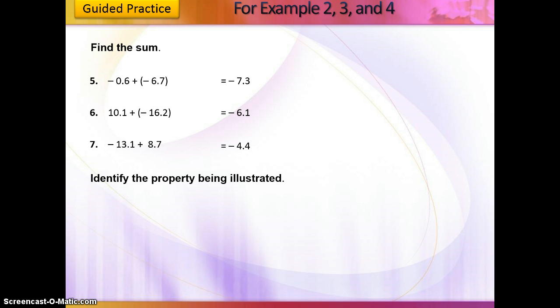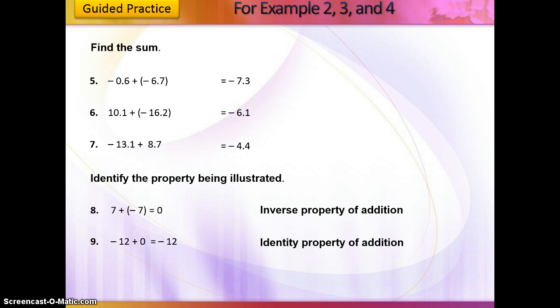Let's try and identify the properties being illustrated. Number 8. 7 plus negative 7 equals 0. This is the inverse property of addition. Number 9, negative 12 plus 0. This is the identity property of addition.